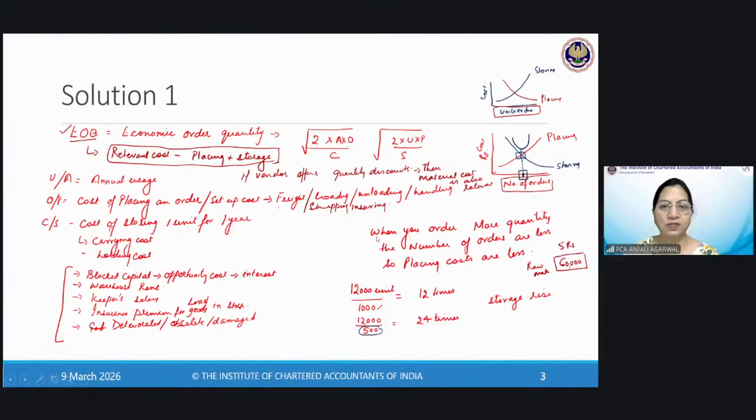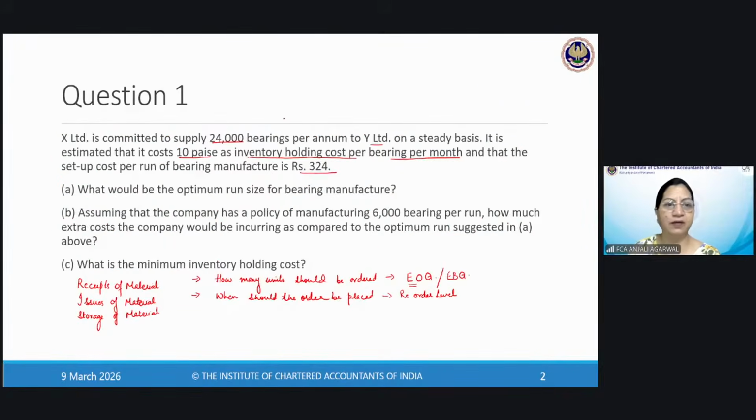Okay. So these are the basic concepts of EOQ. Let us now look at the question once again. Here your annual usage is 24,000. It is estimated that the inventory cost is 10 paisa per bearing per month. So we have to find out the carrying cost, S, for 1 unit for 1 year. If it is 10 paisa per unit per month, then 10 into 12 is 120 paisa, or 1.20 rupee per annum.